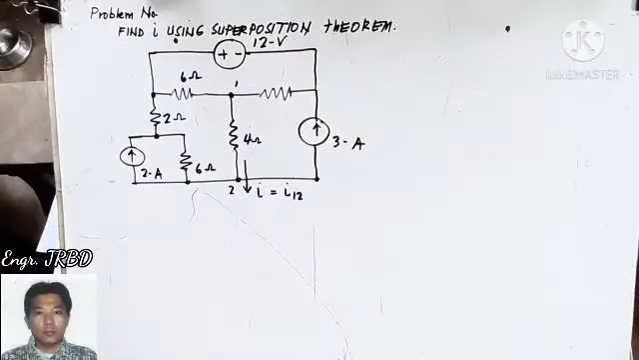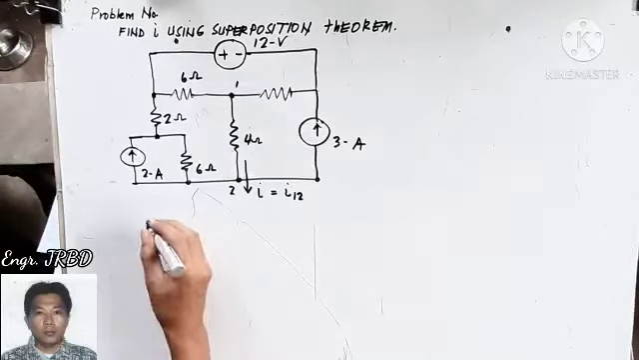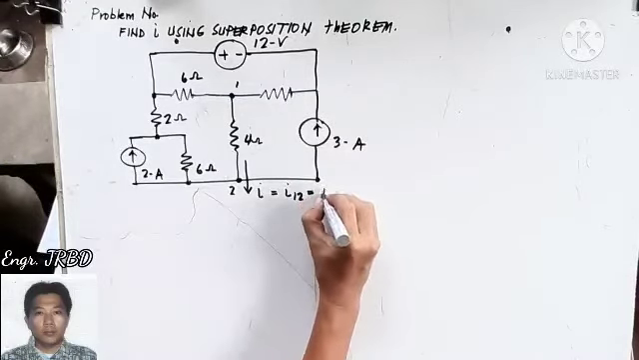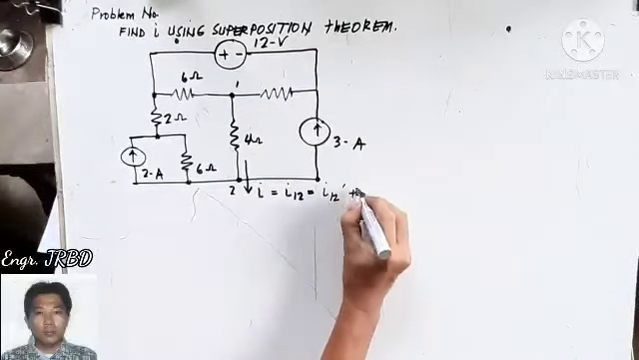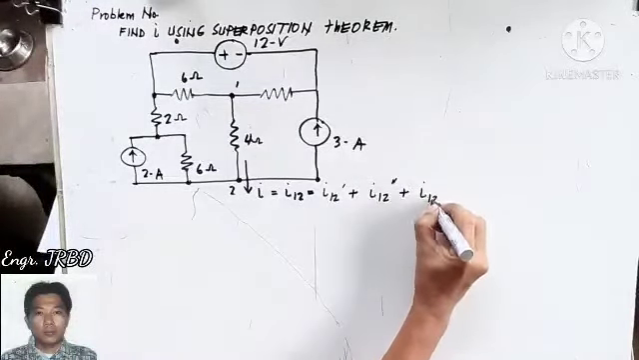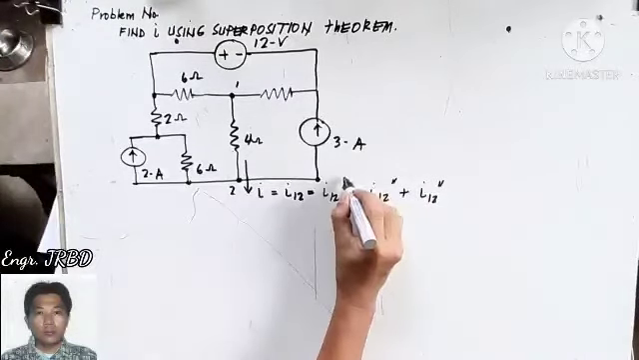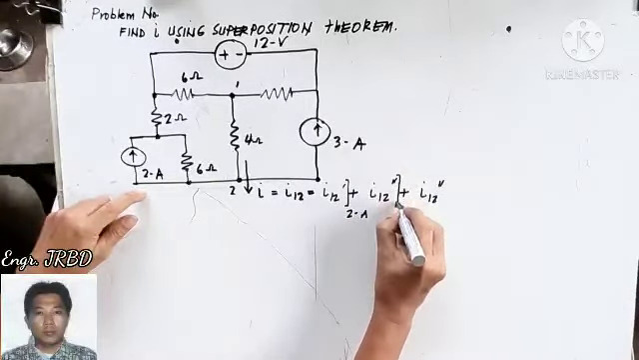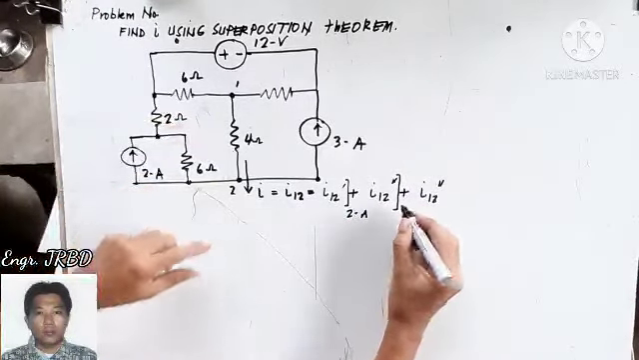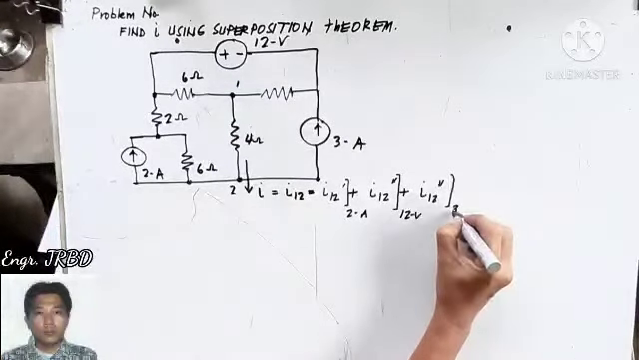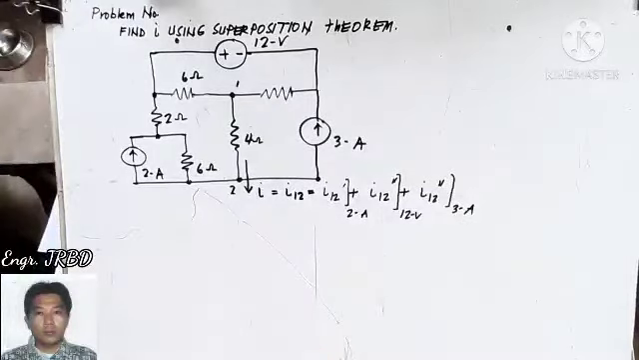You are going to find I using superposition theorem. You expect that there will be three components of I-12. That is your I-12 prime plus your I-12 double prime plus your I-12 triple prime. Your I-12 prime will be coming from your 2 amperes. Your I-12 double prime is from your 12 volts. And of course, the last is a component current that is due to your 3 amperes.